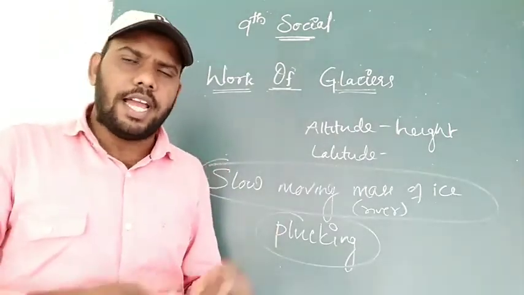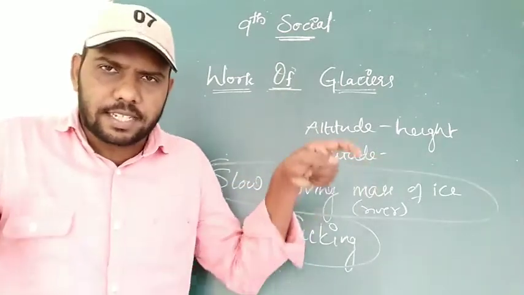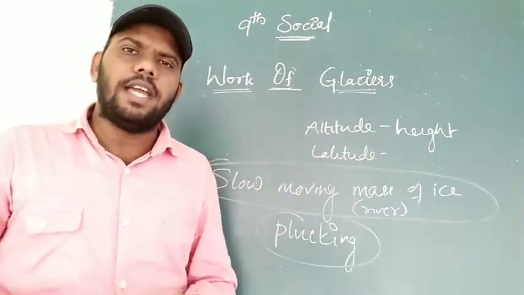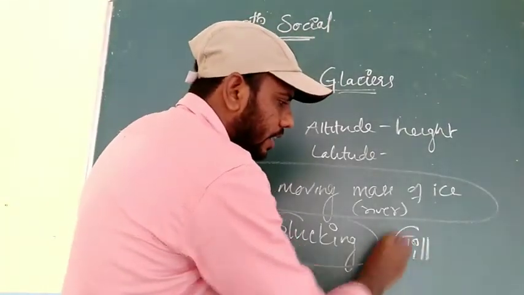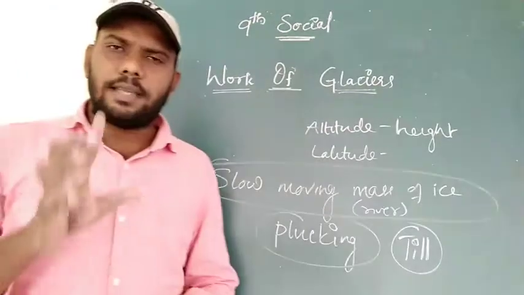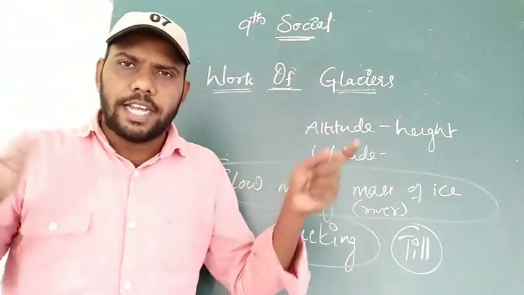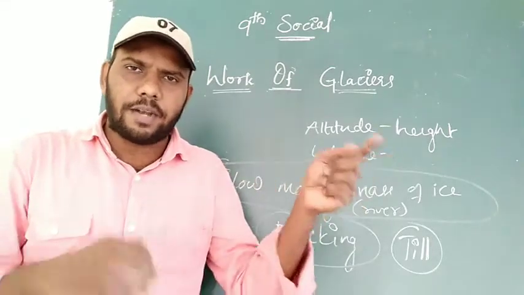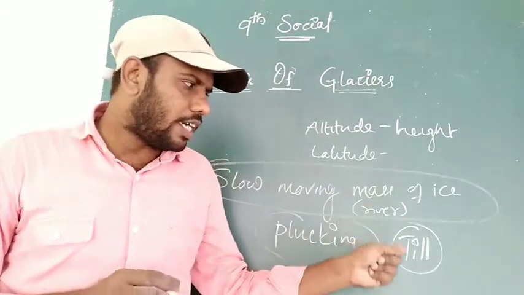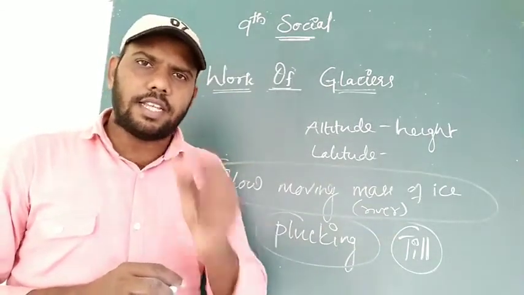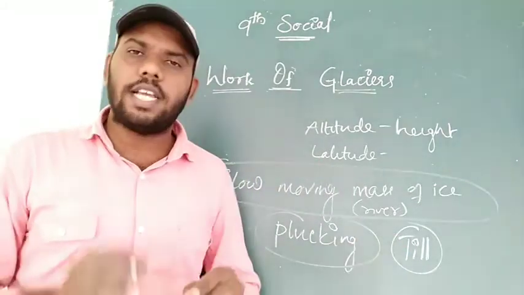Got it, children? And this debris, pebbles, all from the nearby places it is bringing, those things are called till. Remember, till. Till means the pebbles and small pieces of rocks, bedrock, brought by the glacier from different regions. That's what we call till. Simply, we can understand it as the waste materials brought by the glacier.